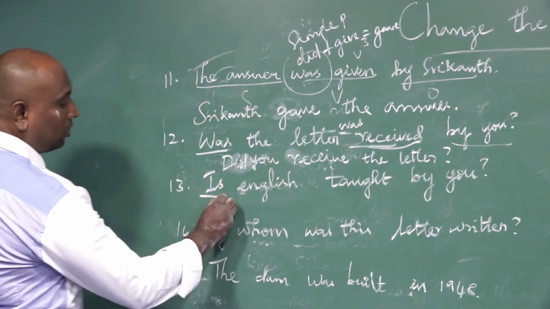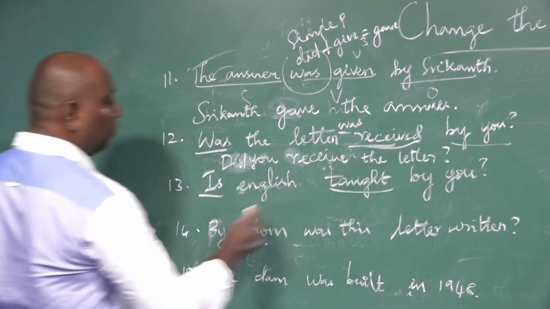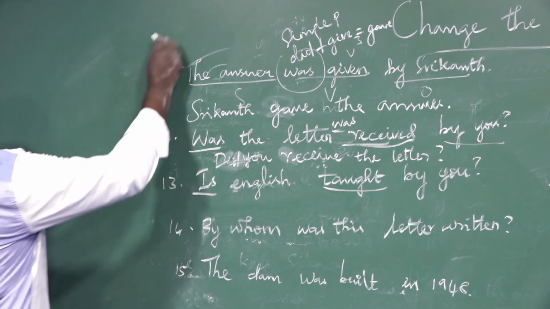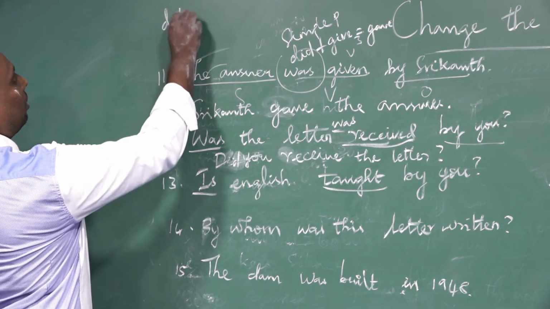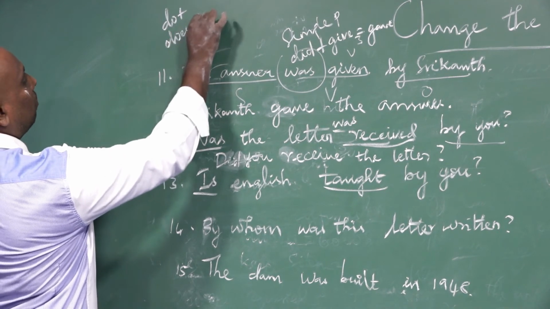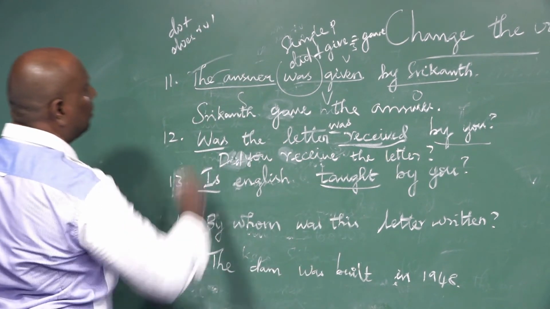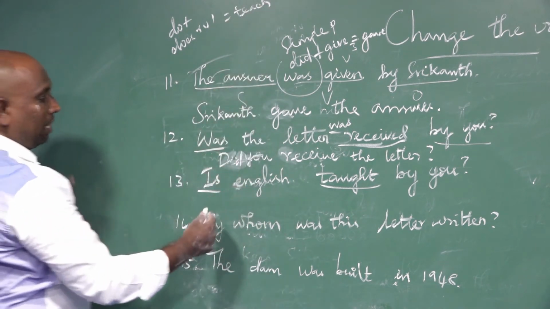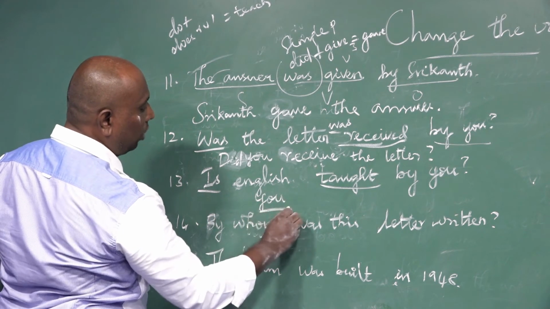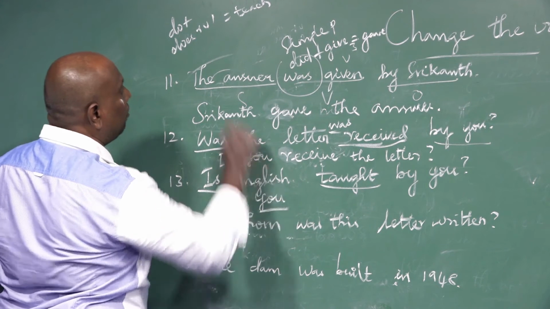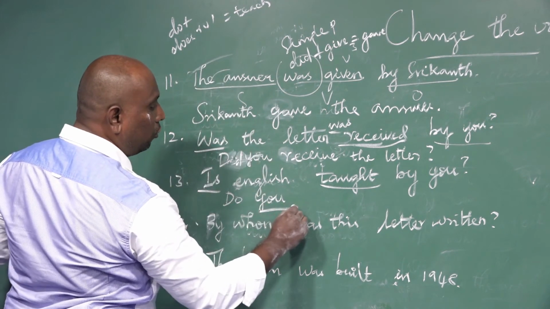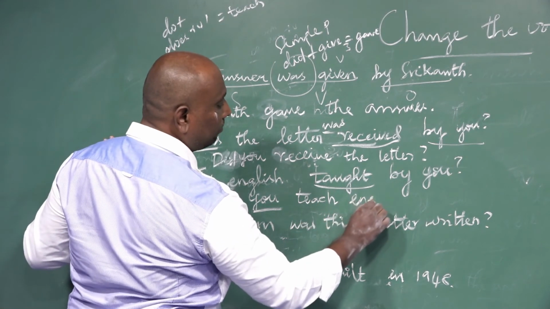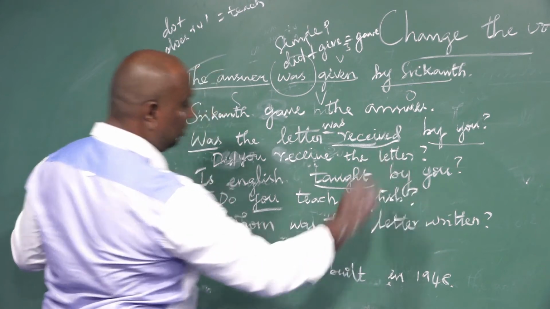Next, "Is English taught by you?" This is also passive voice. Is plus verb third form clearly shows this is a simple present. For making simple present, we require the auxiliary do or does, plus verb first form. What is the first form for taught? Teach. So you will come here. When you comes, you is plural, so we have to go with do. If the subject is singular, we have to use does. So, do you teach English? Question mark. So this is the way we have to write.